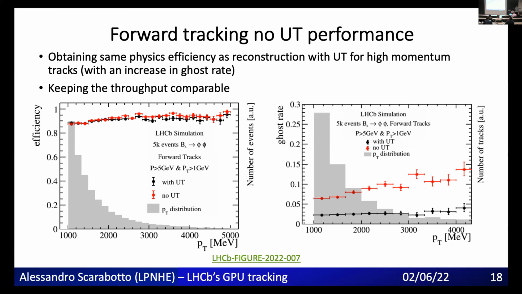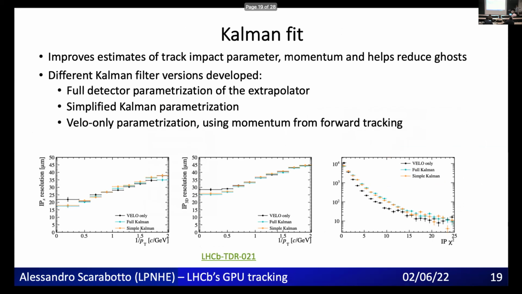But of course, we increase the ghost rate. Here I'm showing ghost rate versus PT with UT and no UT. With UT, we are around 2–3%, while with no UT, we're around 7–8%, which shows why the UT is so useful for us. And all this keeping the throughput comparable. But I want to talk about the throughput later. I want to finish about tracking.